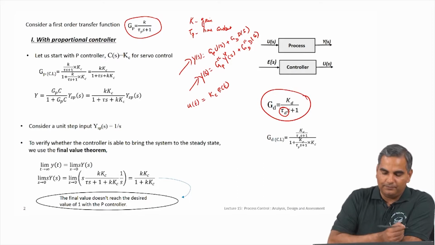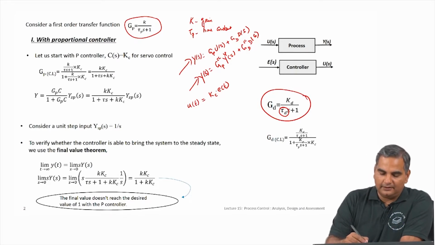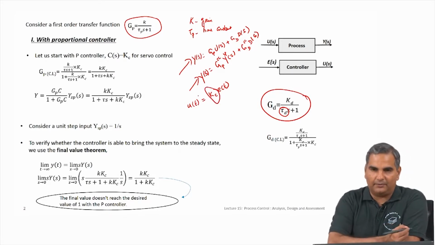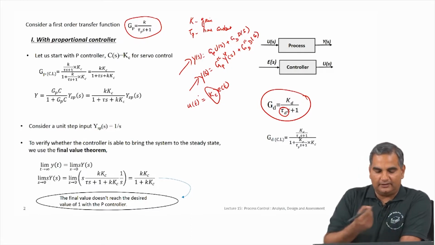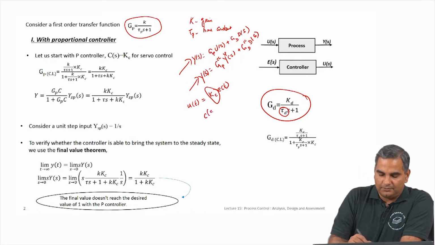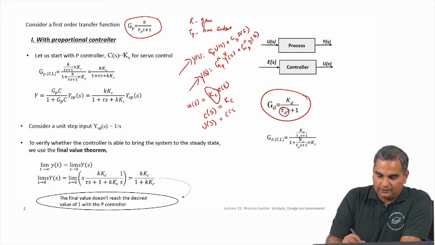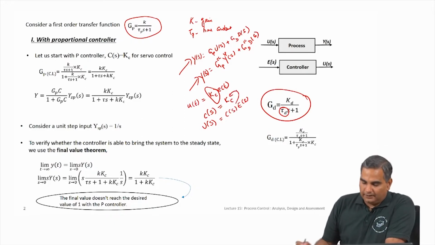Okay. So, u(t) is Kc e(t), and this Kc is the tuning parameter of a proportional controller, and the structure of the proportional controller then simply becomes C(s) equal to Kc, because if I do a Laplace transform of this, I get U(s) is C(s) E(s), and C(s) is Kc.